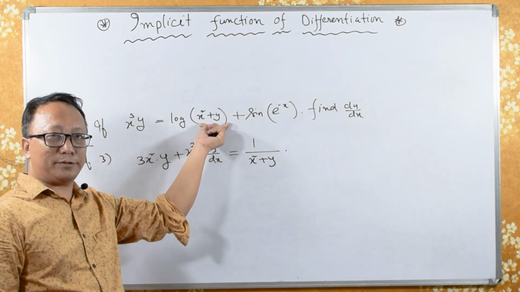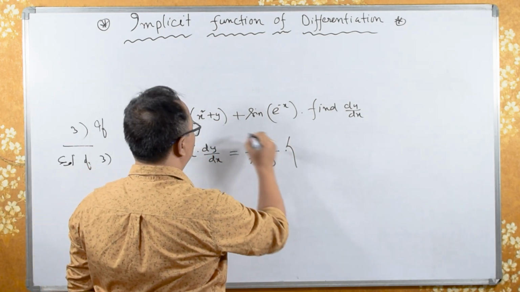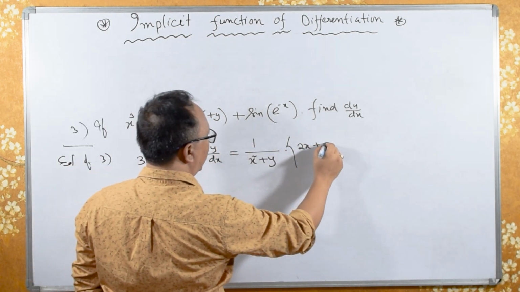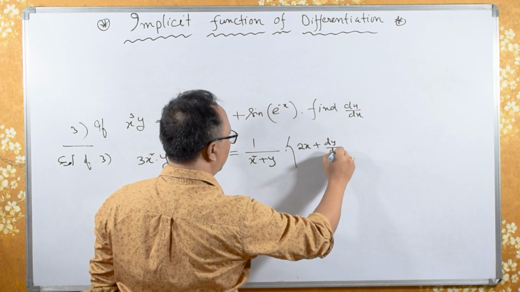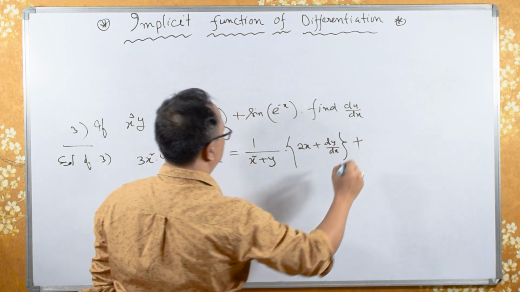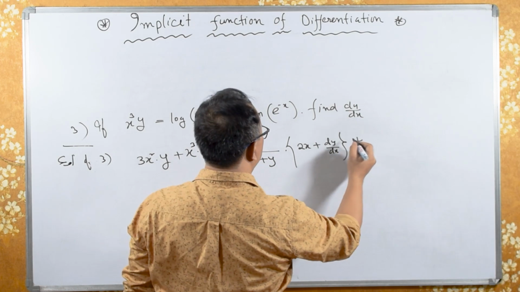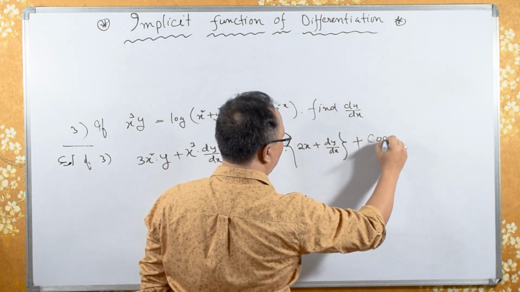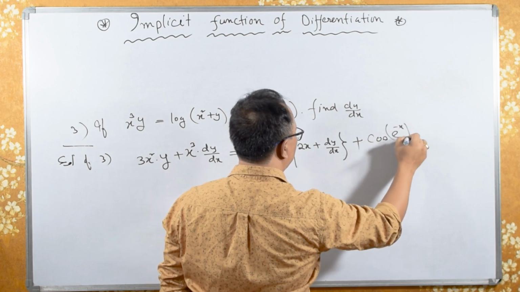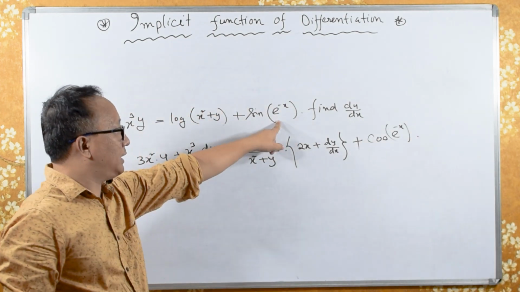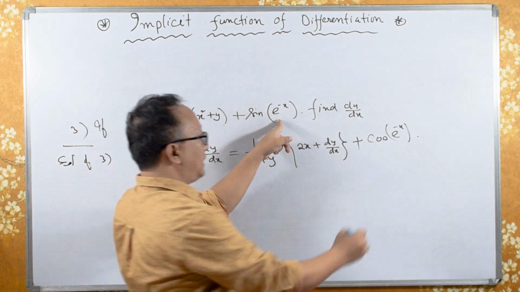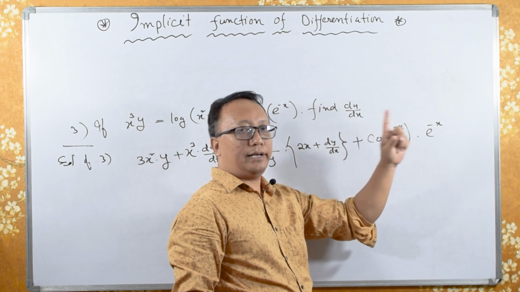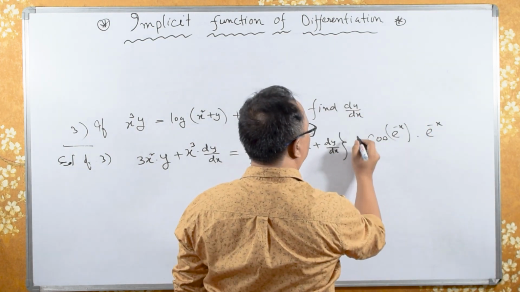Differentiation of x square plus y with respect to x is what? Differentiation of x square is twice x plus dy by dx, plus differentiation of sine of e raised to minus x is what? We have cos of e raised to minus x. Again, we have to differentiate e raised to minus x with respect to x, which is e raised to minus x. Again, minus x differentiation will get minus 1. Here we have minus 1.